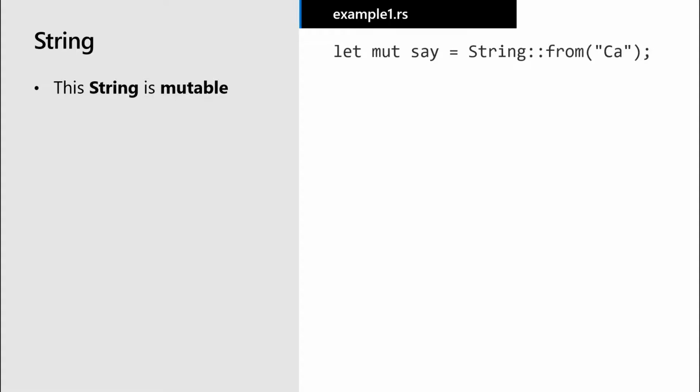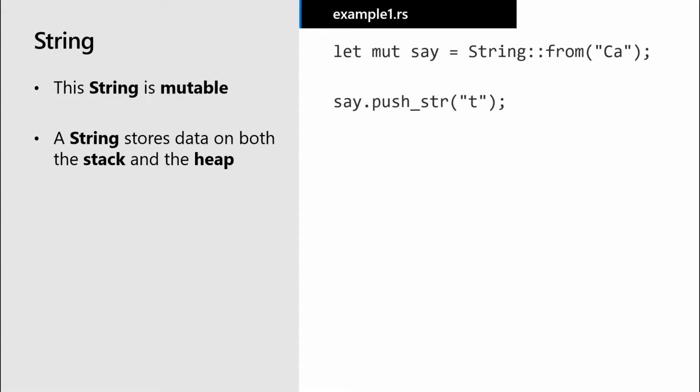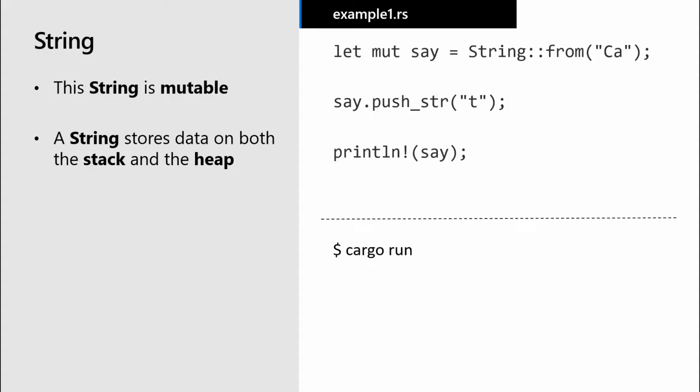Let's use a different data type this time. A string also stores data on both the stack and the heap. Notice that this string is mutable. That means it can change while the program is running. This means the string needs to be stored on both the stack and the heap. We could add content to the string like this, and then print the string. When we run this program, we see the full modified string value printed out.